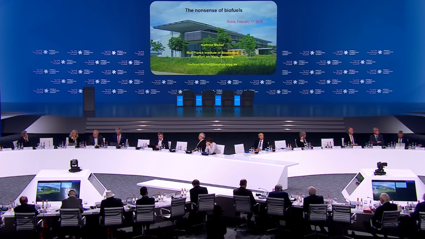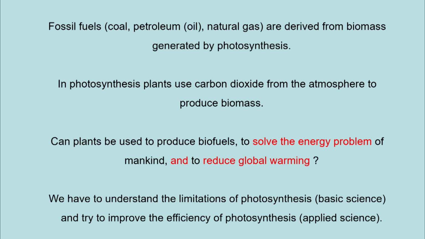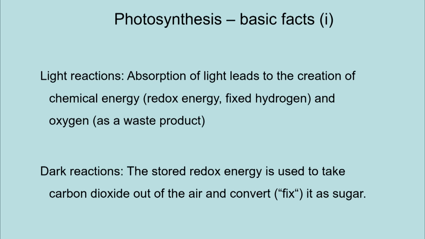We have the light reactions, where absorption of light leads to the creation of chemical energy and oxygen. And we have the dark reactions, where the stored redox energy is used to take carbon dioxide out of the air and convert it into sugar. Quantum yield in photosynthesis is close to 100%, but this doesn't mean that each photon absorbed leads to an electron transfer across the membrane, but the energy yield in general is low.